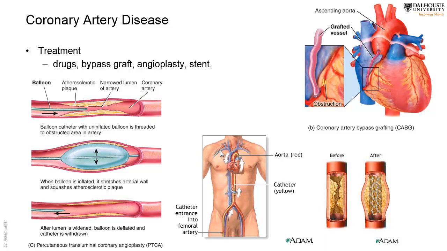Or sometimes they leave a mesh work here, which is called stenting. It's a mesh which keeps the artery open. If these are not enough, then they can do what we call a bypass grafting, coronary artery bypass grafting, a CABG operation, they call it. They will bring a vessel directly from the aorta into the coronary artery, distal to the site of the obstruction. This is the site of obstruction, so they will bypass the site of obstruction, coronary artery bypass grafting.